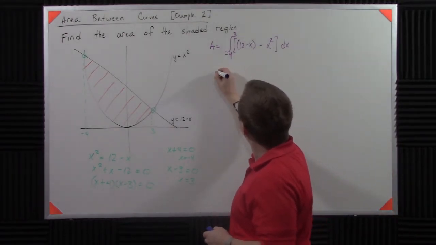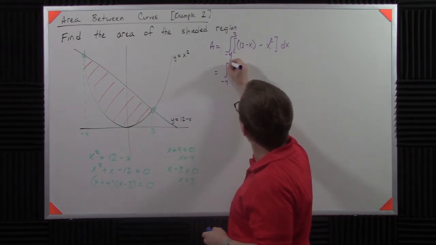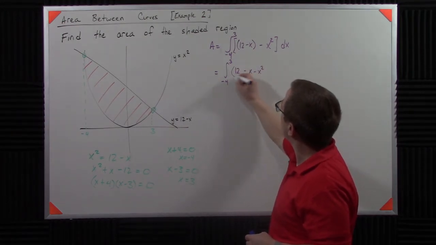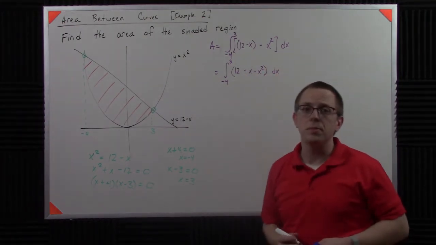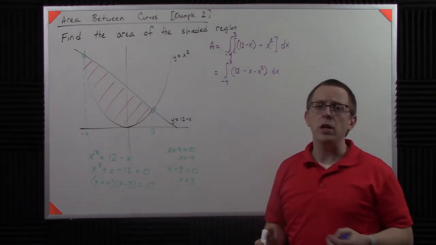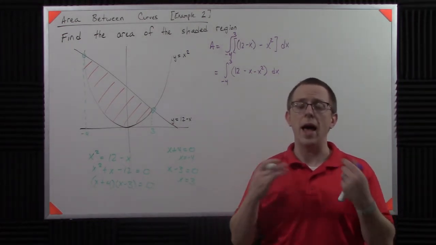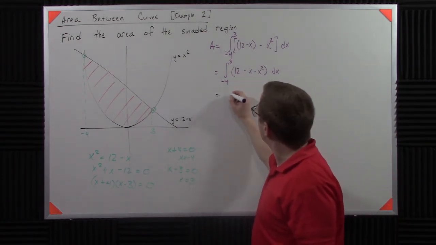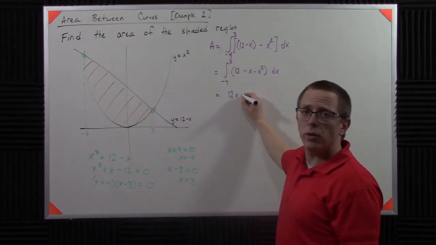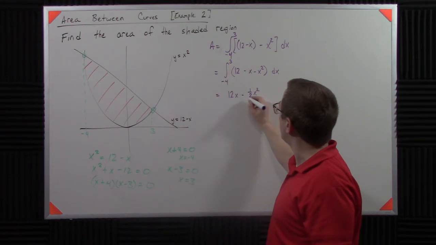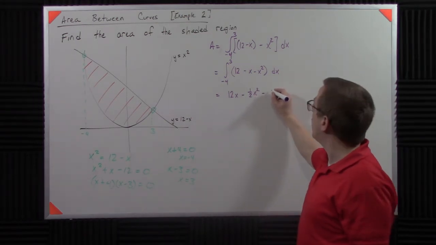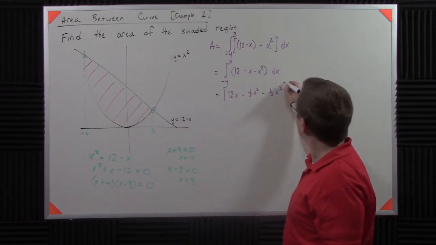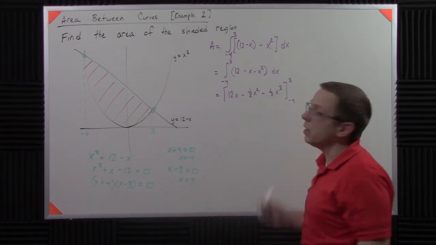So then we would say that is the definite integral from negative 4 to 3 of 12 minus x minus x squared dx. Okay? At this point, what we need to do is apply our techniques of integration. We need to antiderive these things. So the antiderivative of 12 is 12x. The antiderivative of x is 1/2 x squared. And the antiderivative of x squared is 1/3 x cubed, all from negative 4 to 3.